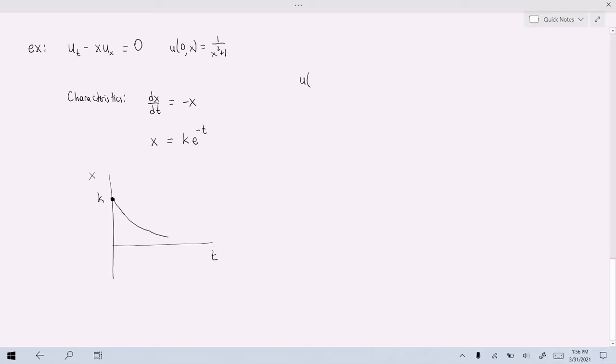Now again, we know that the solution u evaluated along a characteristic can be found by integrating the right-hand side of our PDE along the characteristic. In this case, the right-hand side of the PDE is 0. So the integral of 0 gives us a constant. So hence u evaluated along any characteristic will be constant.